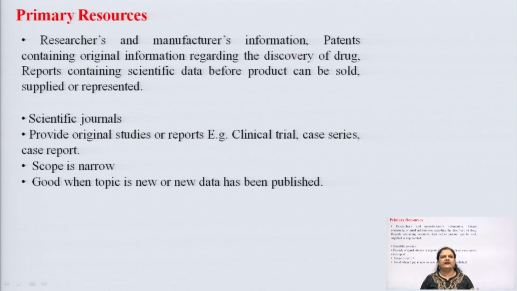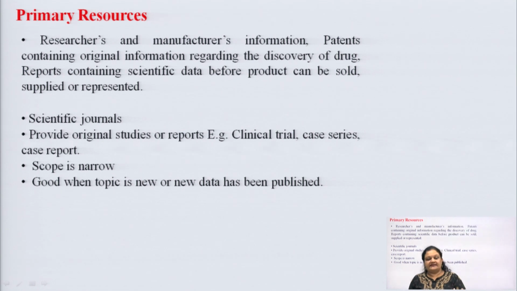Okay. So, patent containing original information regarding the discovery of the drug. We can go for the patent filing, okay, then the patent will be published. This product is under your name only. Then reports containing scientific data. Scientific data, from where you get the scientific data?